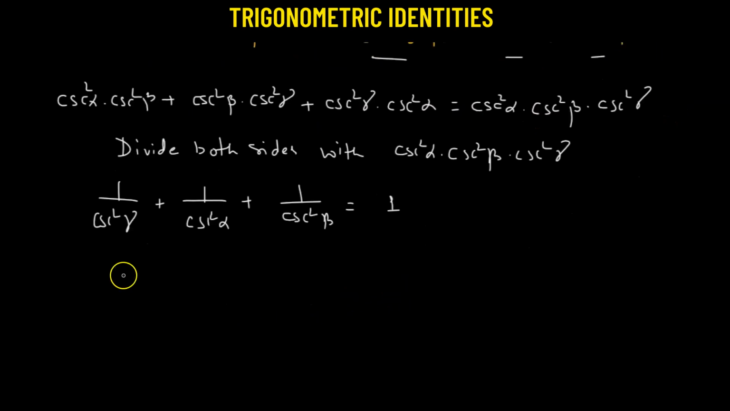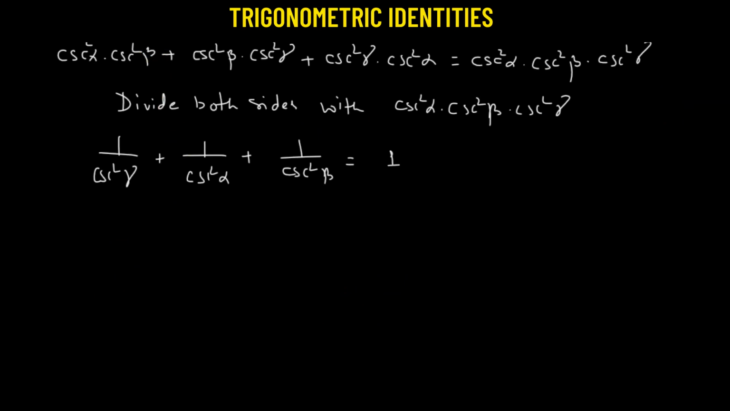And we know that the cosecant function is the reciprocal of the sine function. So 1 over cosecant squared gamma will become sine squared gamma, plus 1 over cosecant squared alpha will become sine squared alpha, plus 1 over cosecant squared beta will become sine squared beta. So this is equal to 1. Thus we have successfully proved that sine squared alpha plus sine squared beta plus sine squared gamma equals 1. Hence proved.